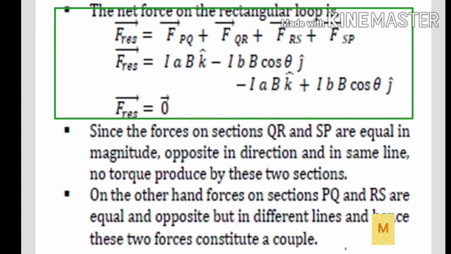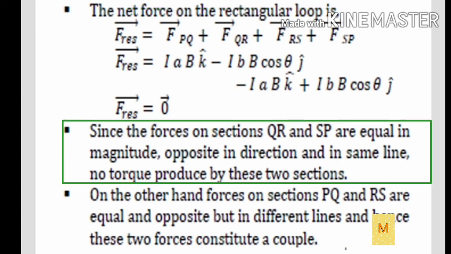After simplification, the right hand side becomes 0. Hence, the net force experienced by the rectangular loop will become 0. So, F resultant vector is equal to 0 vector. Since the forces on sections QR and SP are equal in magnitude but opposite in direction and in the same line, there will be no torque produced by the two sections.